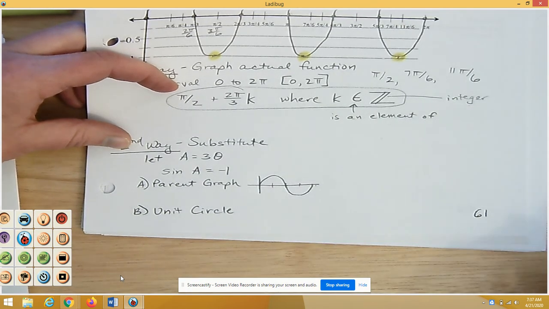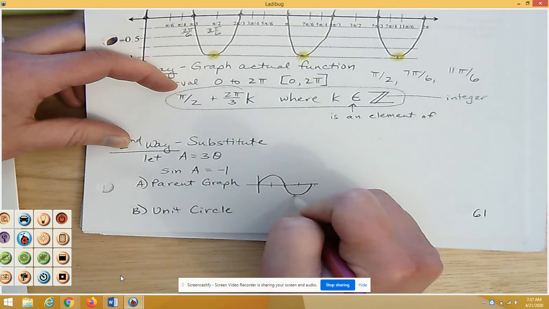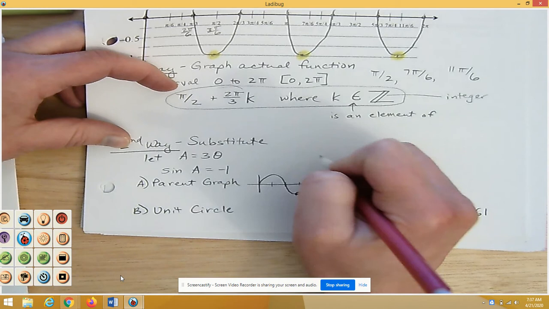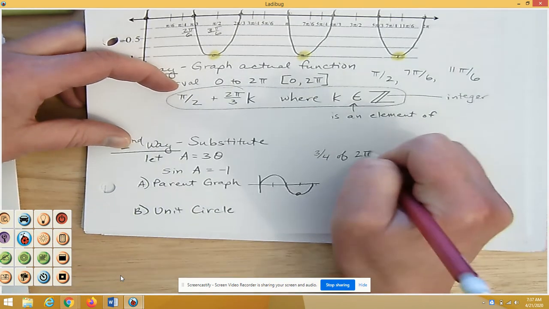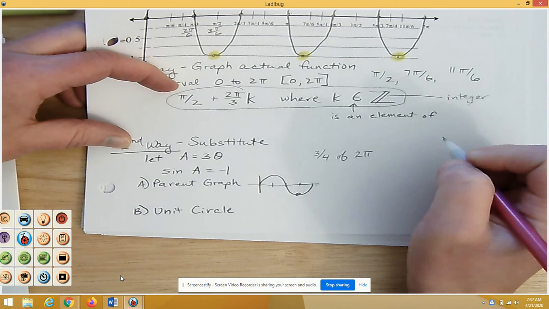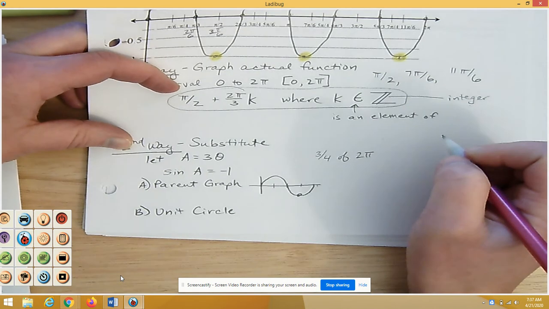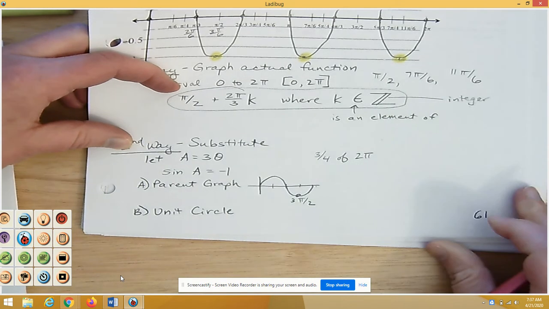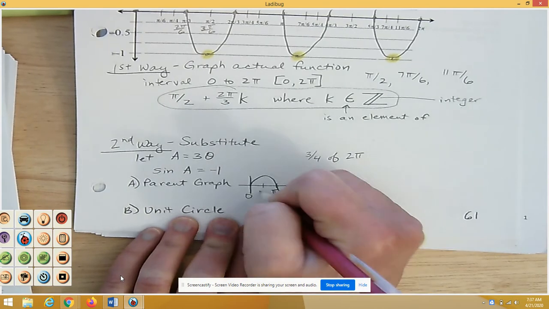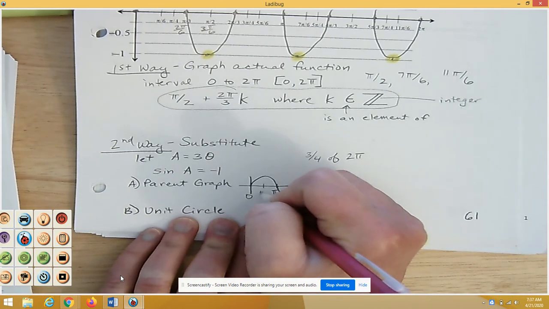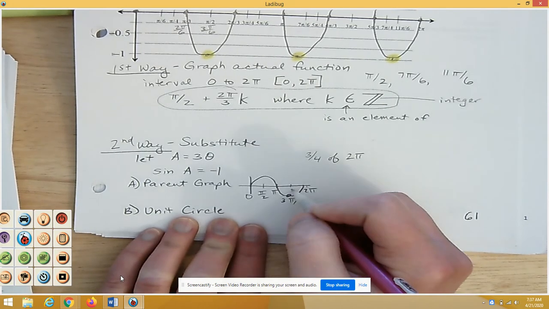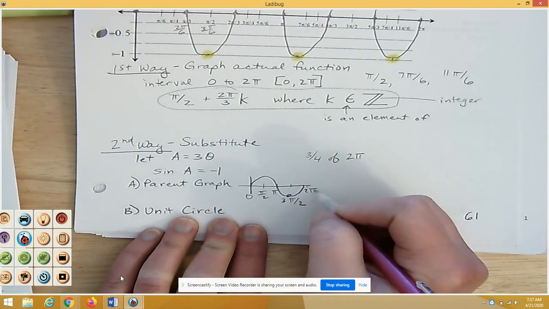Here is going to be -1. This is going to be 3/4 of the period of the 2 pi. So that's where you should be getting the value here of 3 pi over 2. So remember 0, pi, 2 pi, and then this is pi over 2. If you quarter 2 pi, you're going to get pi over 2. So pi over 2, 2 pi over 2, 3 pi over 2, 4 pi over 2. So you're going to get 3 pi over 2.